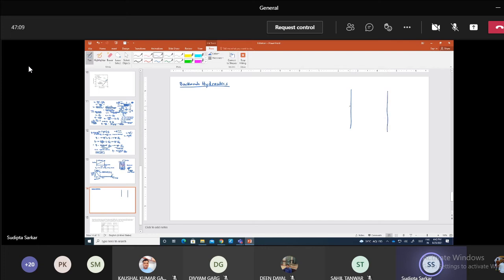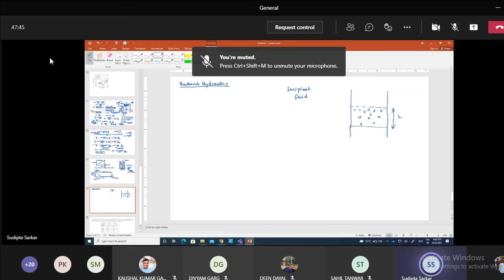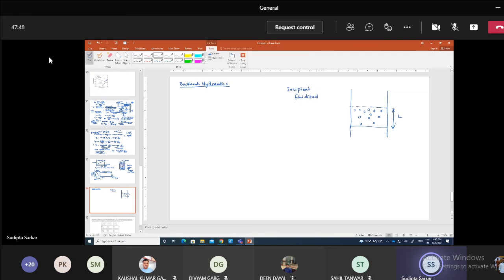Suppose we have this bed. Normally the bed is like this. This is, let's say, the length of the bed. We try to backwash in such a way that the particles are just starting to fluidize. So we call it incipient fluidization. Just fluidized, no extra velocity, nothing. It's just in equilibrium.